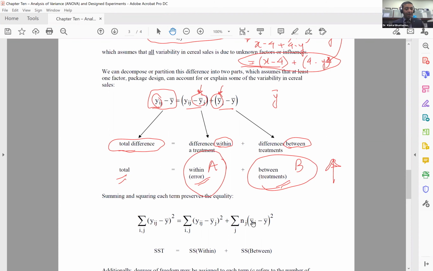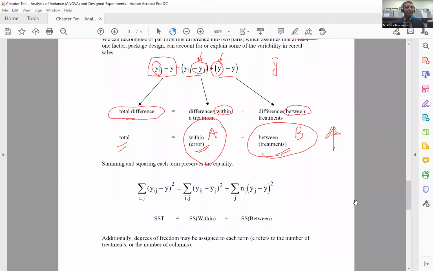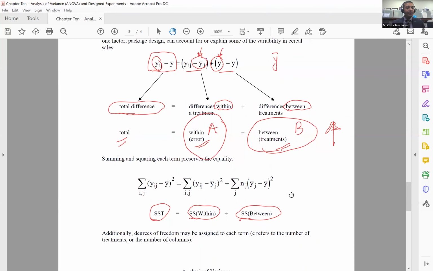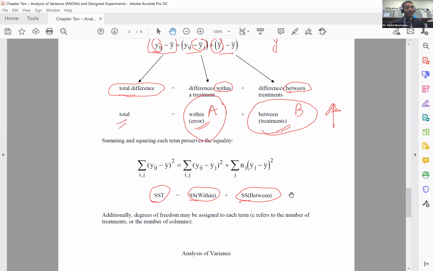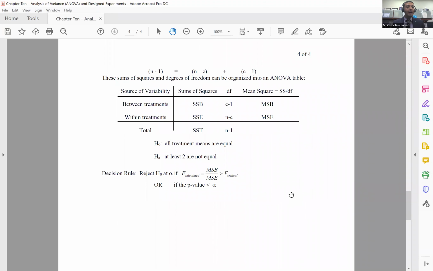So when you sum those up and you square those terms, this is what you get. The SST stands for the sum of squares total. The SSW or SSE, as it is often called, is the sum of squares of the error. And this is the sum of squares of the treatment or between. But at the same time, you are also looking into the degrees of freedom that are offered to each one of these. So overall, you have 13 scenarios, so you have 12 degrees of freedom, but you can use the same concept.